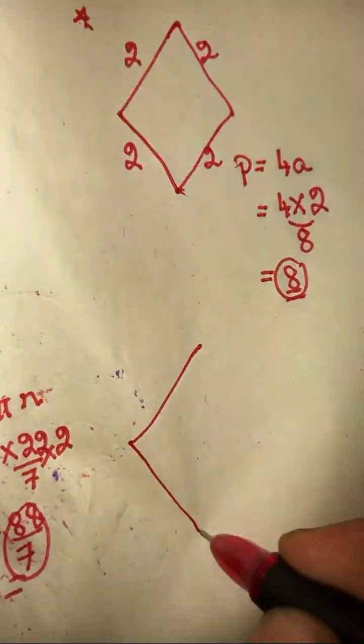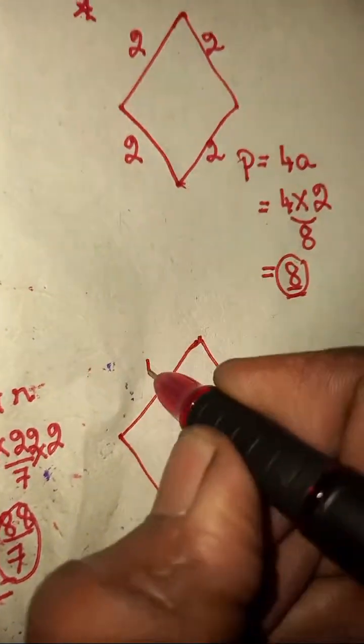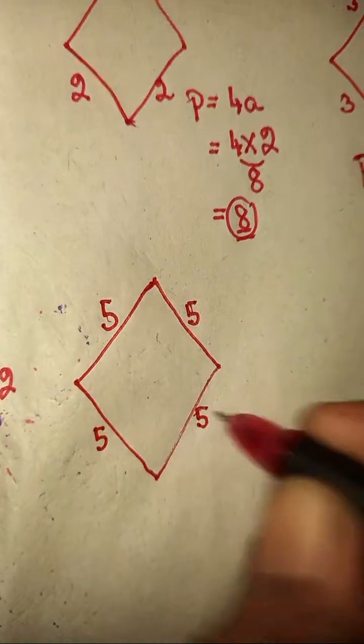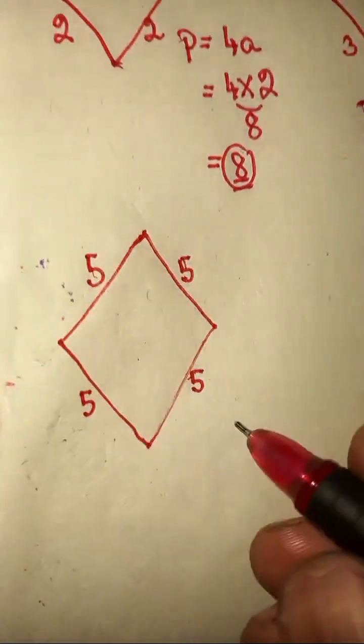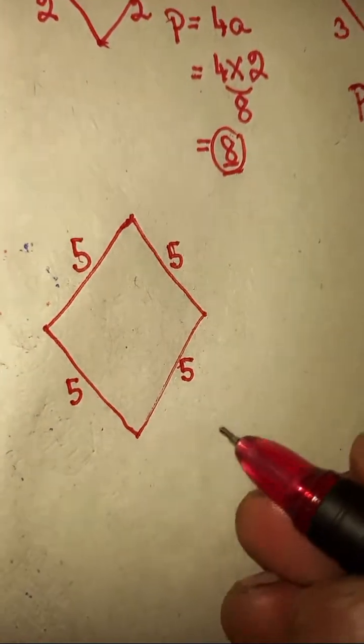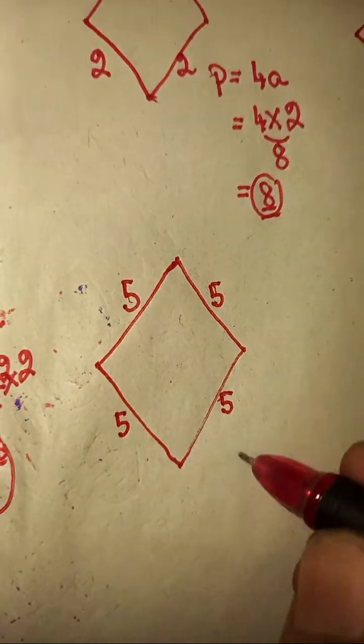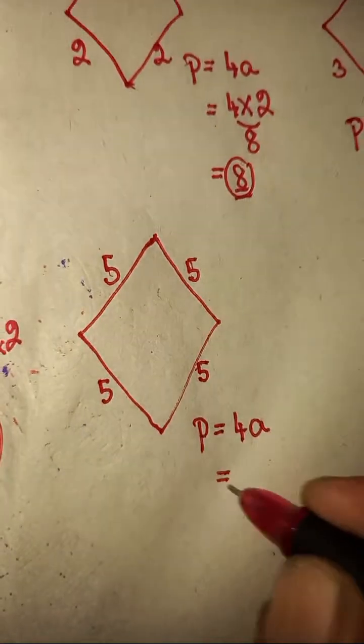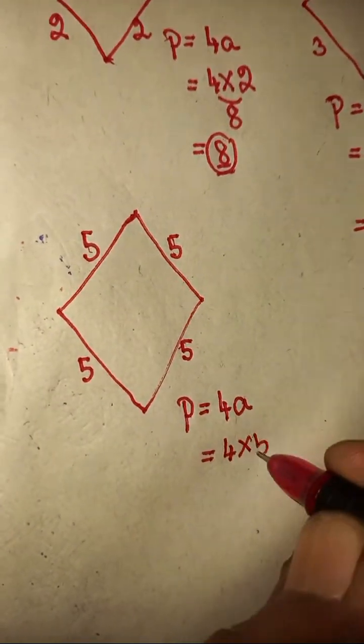Now let's take one more rhombus. In this rhombus they have given all sides as 5 units. When all sides are 5 units, here perimeter is 4 times the side length, that is 4 times 5.